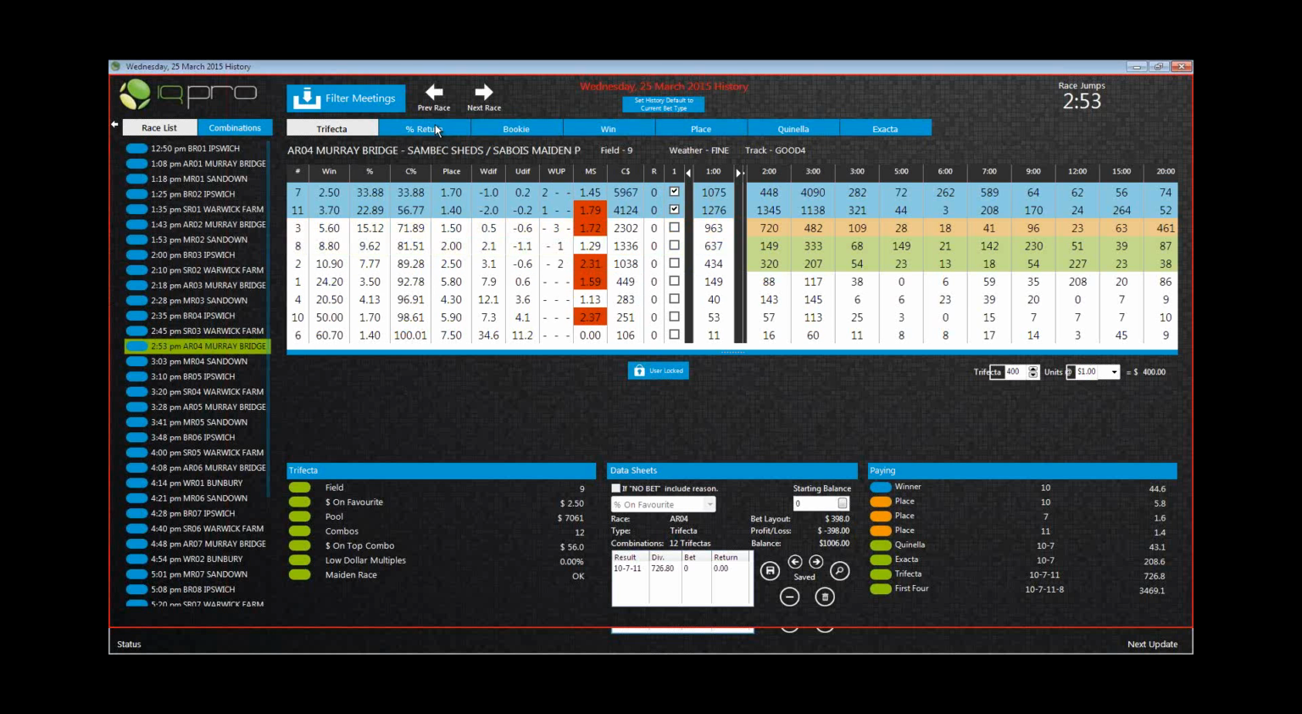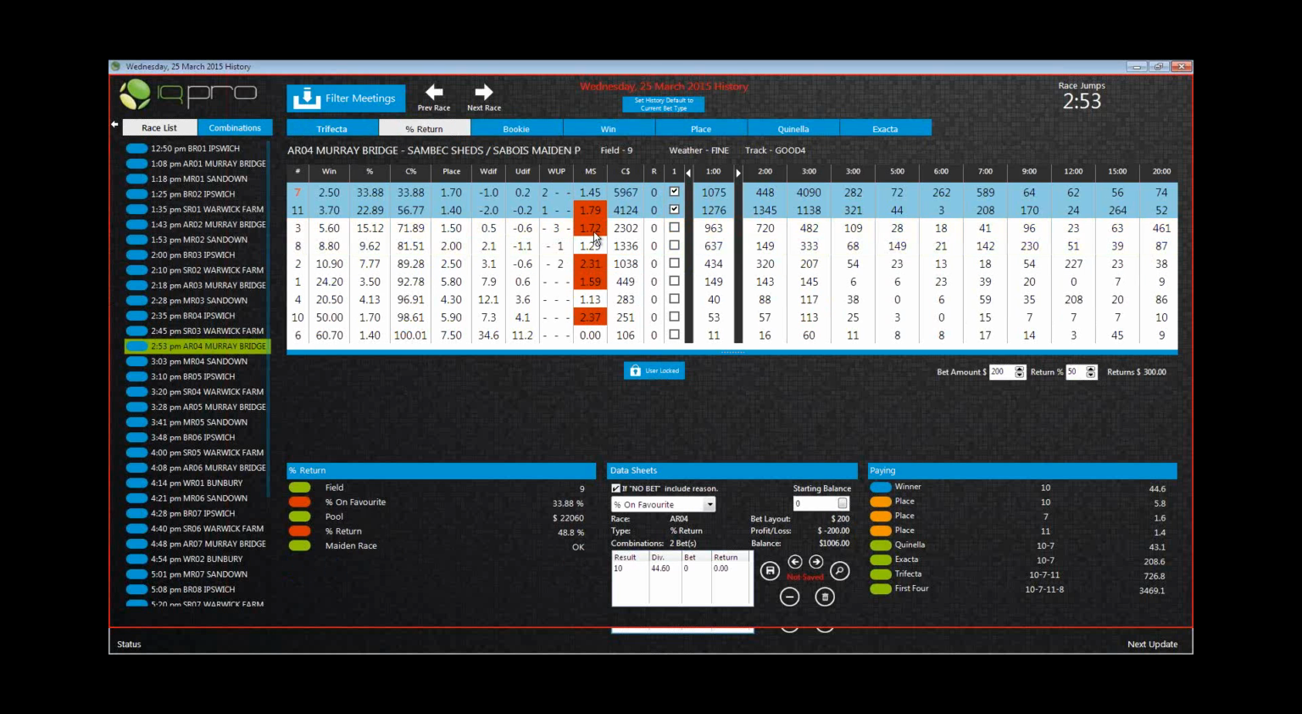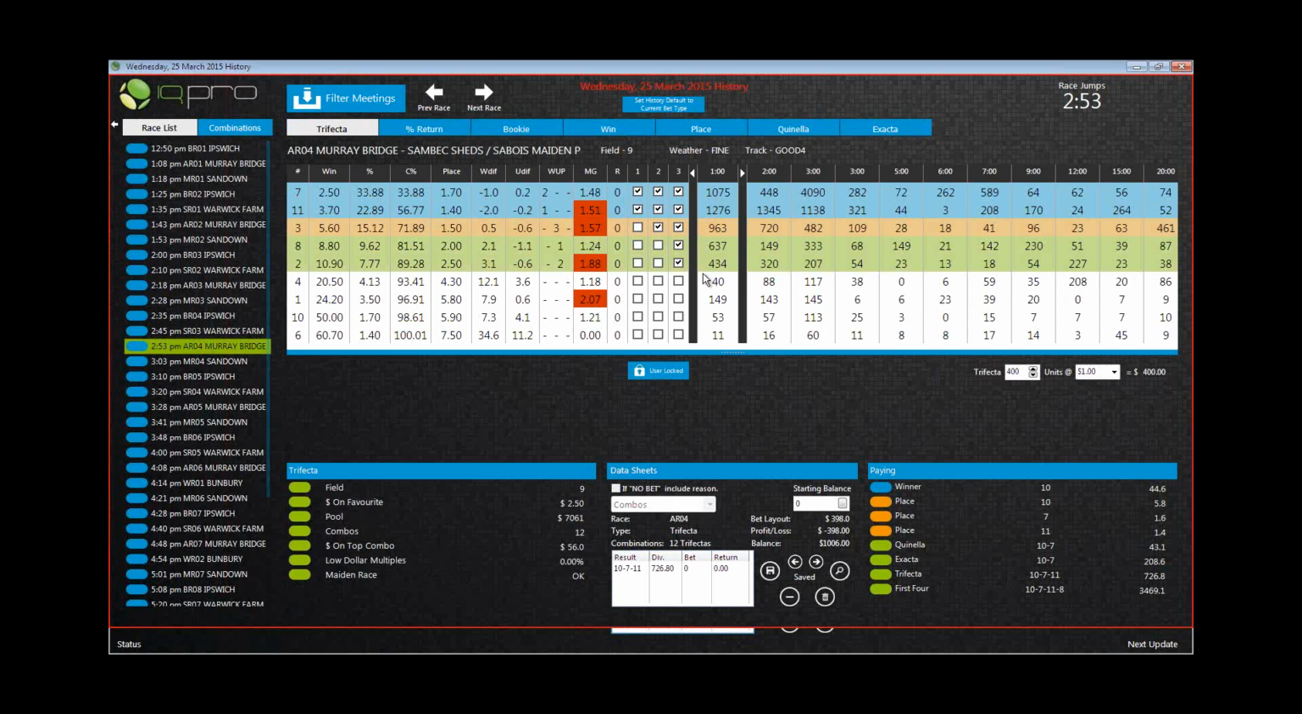If we go to percentage return, the separator locations very much mirror what we're seeing with the money gap locations in trifecta. So that's by way of confirmation that selection outcome is the appropriate one. All right, going to BR08 now.